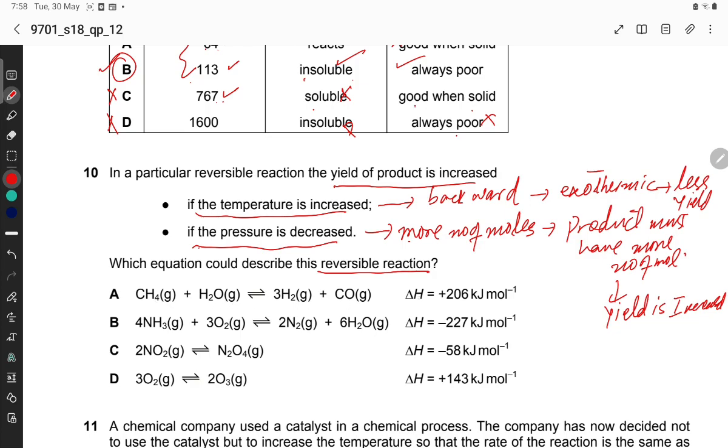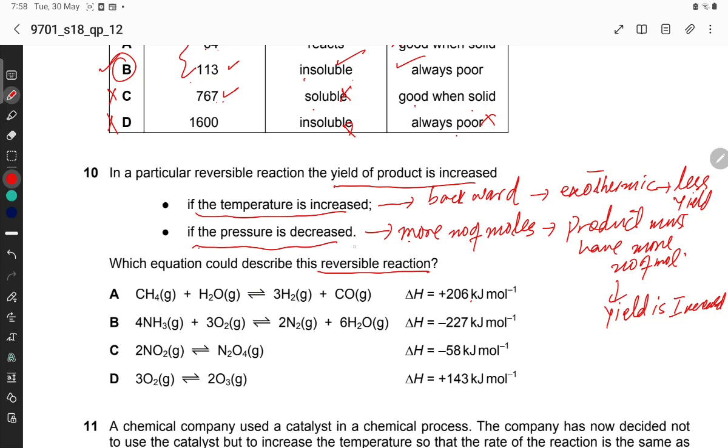CH4 plus water, this is an endothermic reaction. By increasing temperature, the reaction will favor the endothermic side, so more yield is produced. So in the case of temperature, this is correct. Now look at the case of pressure.